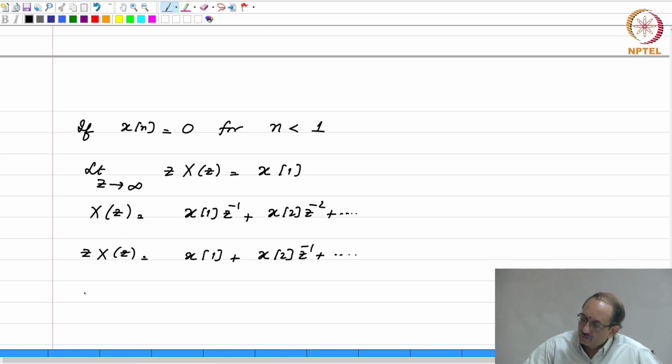and then you use the result that is similar to the previous one, therefore, it is x of 1. Intuitively also this makes sense, because z times x of z is shifting the sequence by one sample to the left. If you multiply the z transform by z, you are replacing n by n plus 1. Therefore, the sequence which was 0 for n less than 1, right, z times x of z corresponds to the sequence shifted by one sample to the left, and then you are using the previous result. That is all, as simple as that.